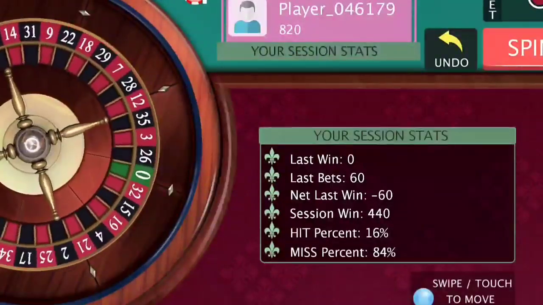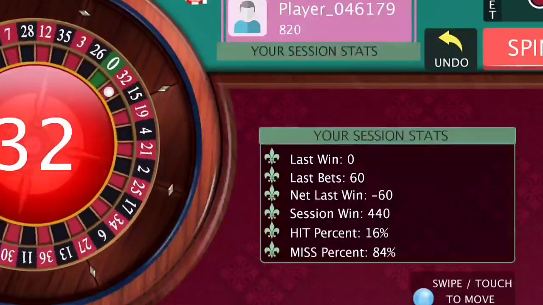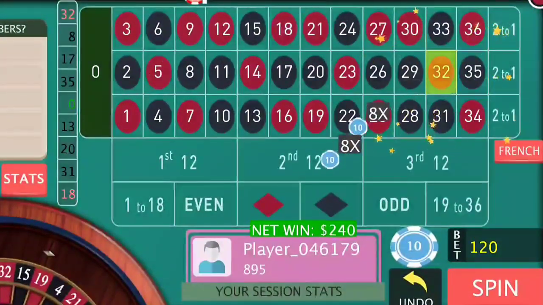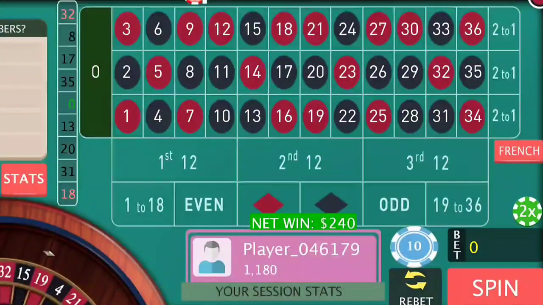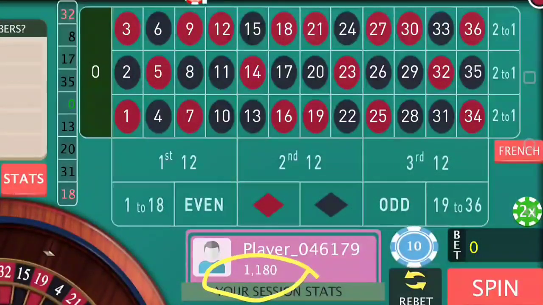Until I hit my target, I have to increase the bets after every loss. So it's 32, a winning number over here, and you can see I have just achieved the target with a single win. This is the magic of this strategy, that sometimes you may achieve your target in 1 or 2 spins, or sometimes you have to wait for 8 to 10 spins to achieve your target.